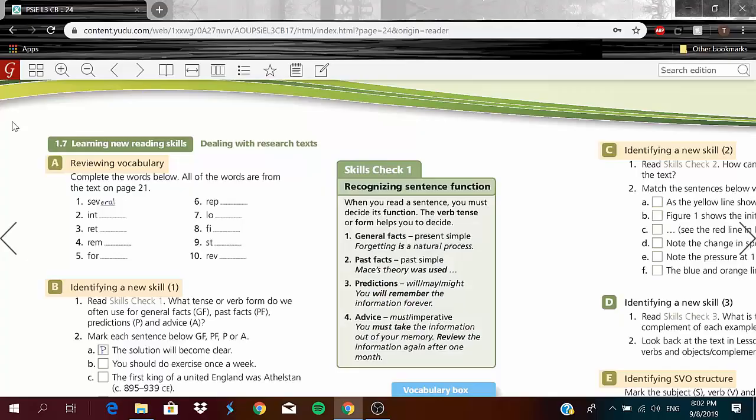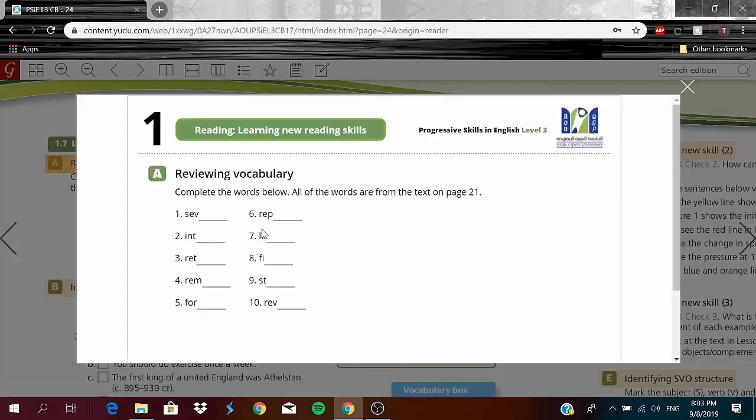Alright, you guys, now moving on. Here we have exercise A, reviewing vocab, and this is again a very simple exercise. These are all words from the text on the previous page, so let's try and complete them. Okay, so we have 1, sev, this one's simple, several, right? The word several. And then we have 2, interval, okay? Then we have 3, retrieval, right? Remember?